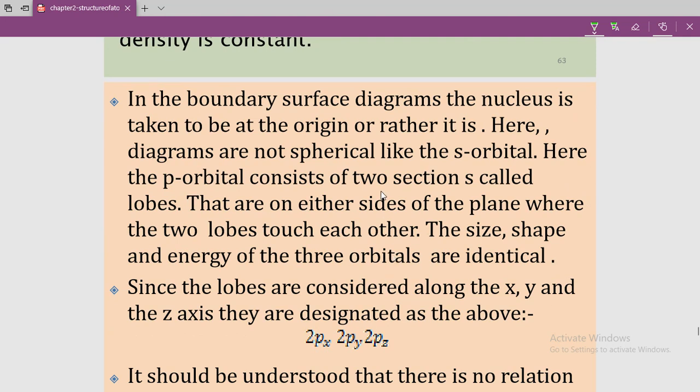In the boundary surface diagram, the nucleus is taken to be at the origin. These diagrams are not spherical like the s orbital. In other cases, if we talk about the p orbital, d orbital, f orbital, there is no spherical shape. The p orbital has a dumbbell shape, which consists of two sections called lobes.